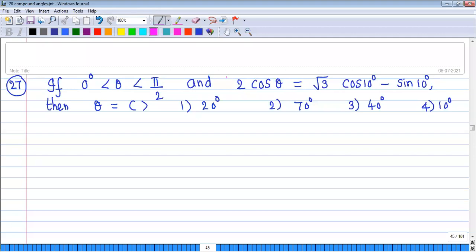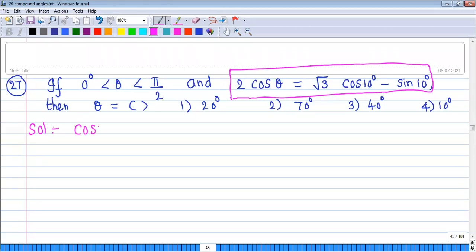So now 2 cos theta equals root 3 cos 10 degrees minus sin 10 degrees. So we can write it like this: divide both sides by 2. Cos theta is equal to root 3 upon 2 cos 10 degrees minus 1 upon 2 sin 10 degrees.